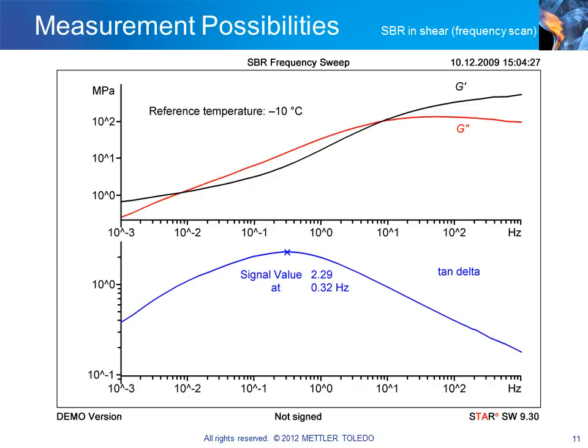Between 1 mHz and 1 kHz, G' changes by about 3 decades. The maximum value of tan delta of 2.29 is reached at about 0.32 Hz. At higher frequencies, the material is harder and the storage modulus is greater. Measurements at frequencies below 0.1 Hz are very time-consuming.